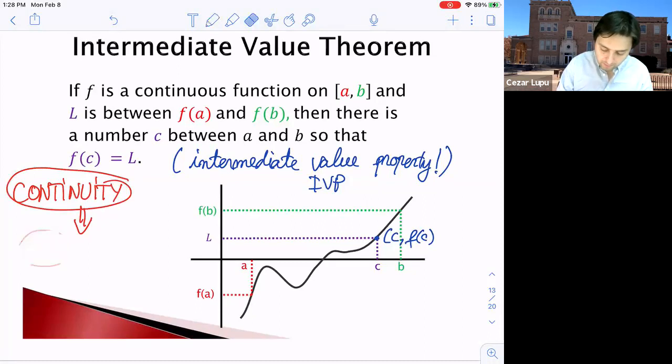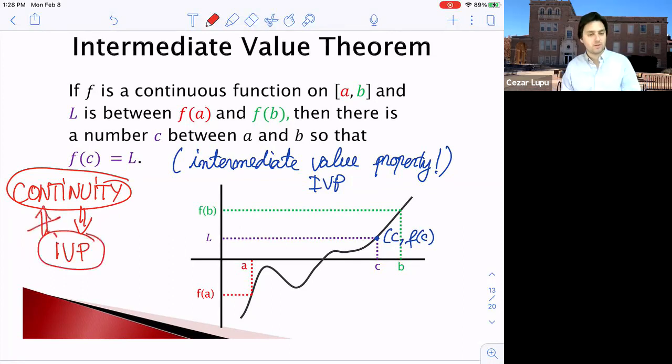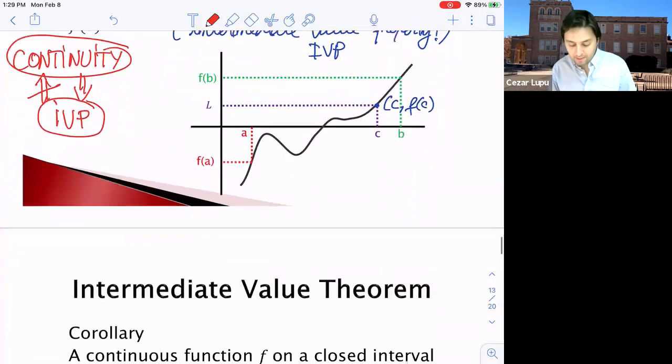Okay, let me write it this way, IVP, but not the other way around. So if I want to go back from IVP to continuity, that's not true. That's always the power of a function being continuous. Of course, this will happen on the closed interval [a, b], so keep that in mind. This will be important because it will give us some information about some roots of a continuous function. Anyway, we'll see that immediately.